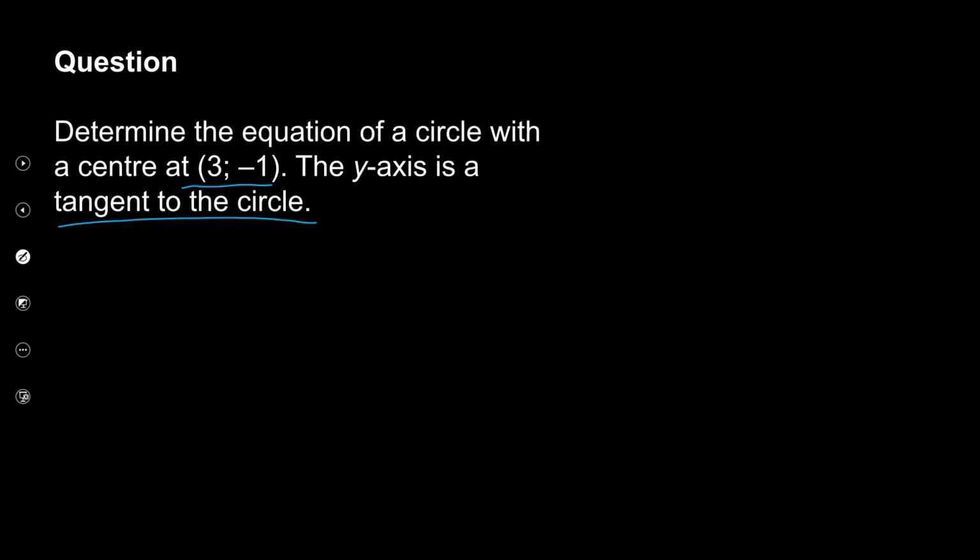What does that tell us? With this one, we will need to kind of draw a diagram. Our center is at 3 and minus 1, so that is somewhere there. And then our y-axis will be the tangent. So it means our circle kind of goes like this. You see, where this is the tangent.